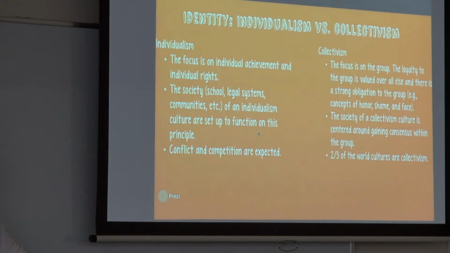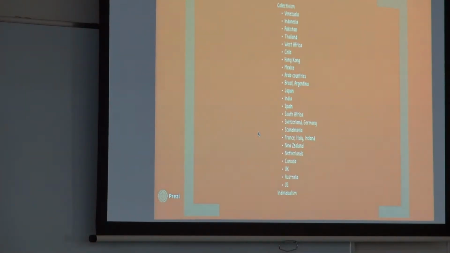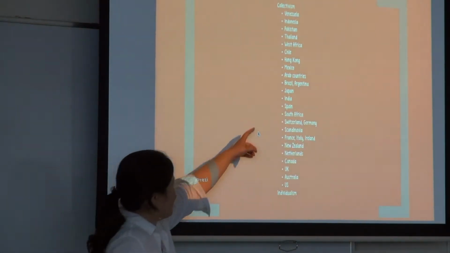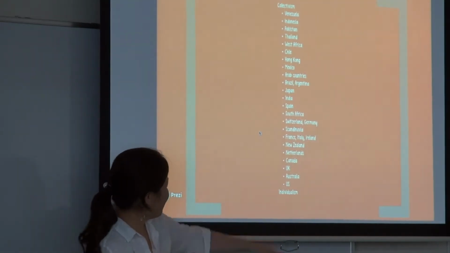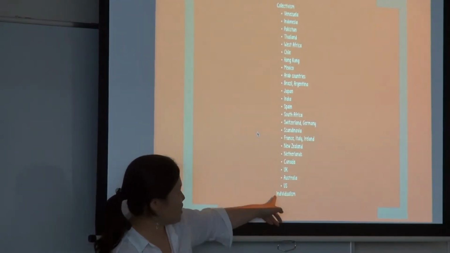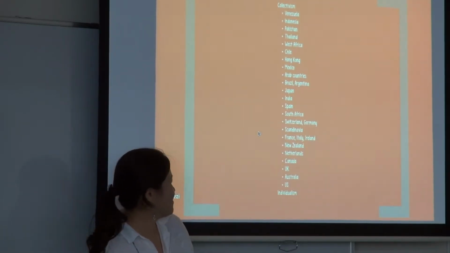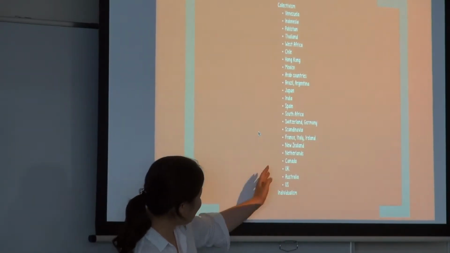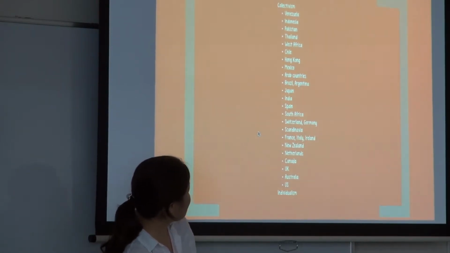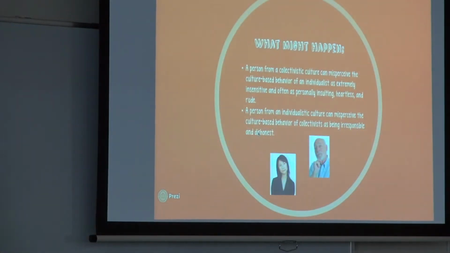What do you think the Japanese culture is? Is it individualistic or collectivistic? Collectivistic, yeah. That's true. Maybe it's too small, but you can find Japan right here. The top is more collectivistic and the bottom is more individualistic. We have the US, Australia, UK, Canada, North American countries, and English-speaking countries.